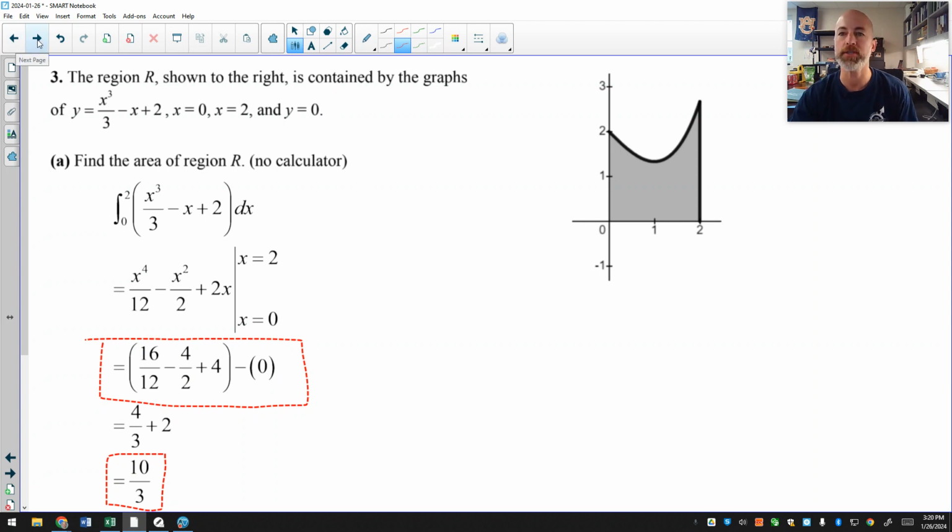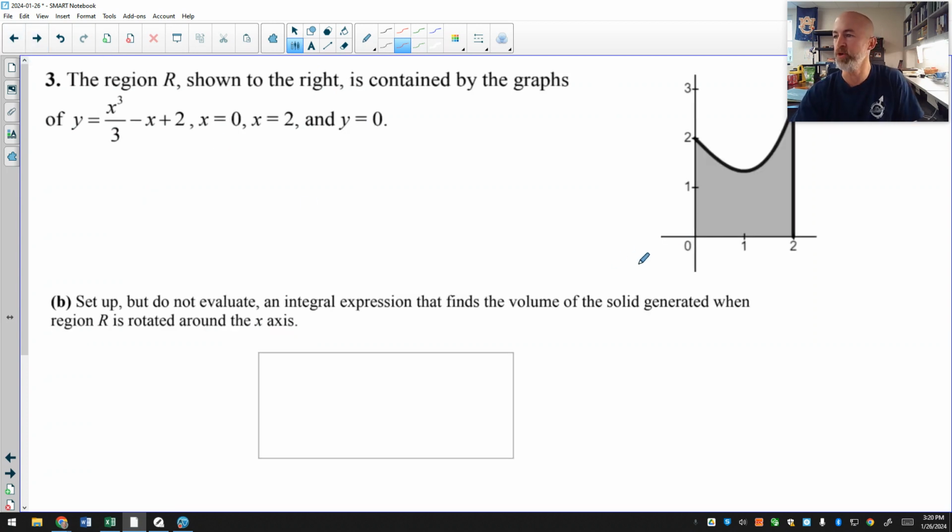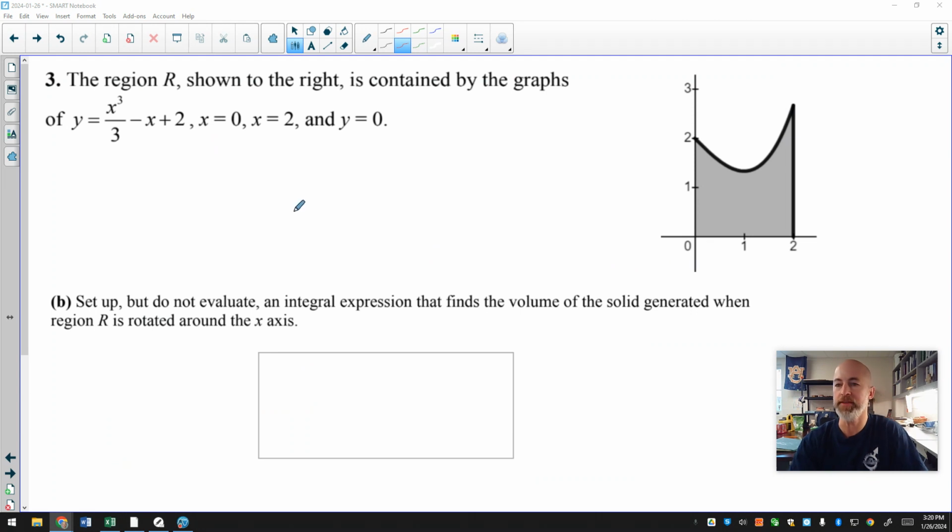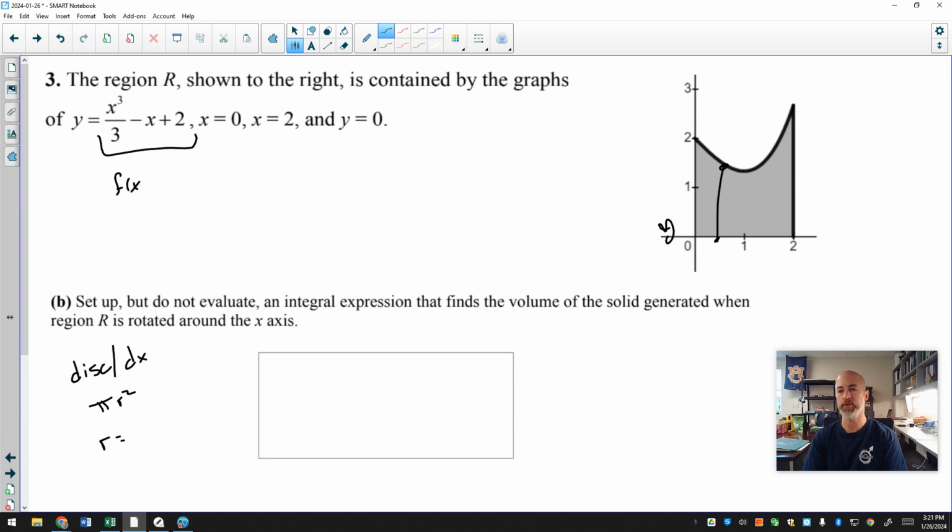So let's look at part B, same region, and we are rotating this region around the x-axis. Again, this is not an arc length question, so I'm going to go over it quickly. If you rotate that around the x-axis, it's a disk. That is going to be a dx problem. The area of a disk is pi r squared, and the radius of that disk is going to be the distance between the curve and the x-axis, which would just be that function, which I'll declare to be f of x. So r is just the f of x equation. So we'll do the antiderivative of pi r squared.